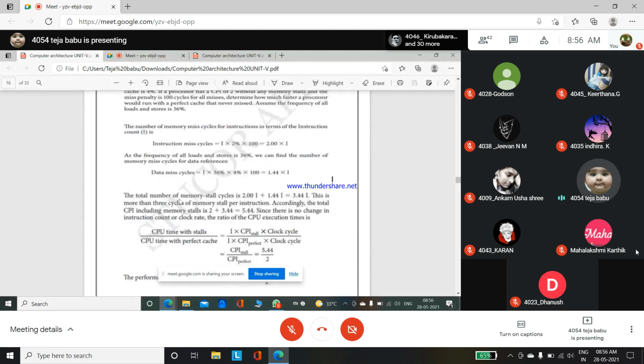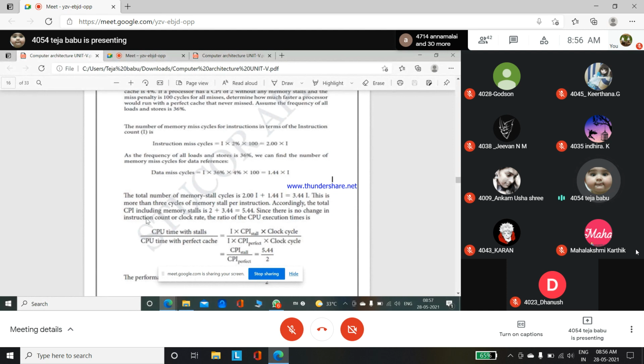The total number of memory stall cycles is 2 times instruction count plus 1.44 times instruction count, as we got both the instruction miss cycles and data miss cycles. So the total number of memory stall cycles is instruction miss cycles plus data miss cycles. The total we got is 3.44 times the instruction count. This is more than 3 cycles of memory stall per instruction.